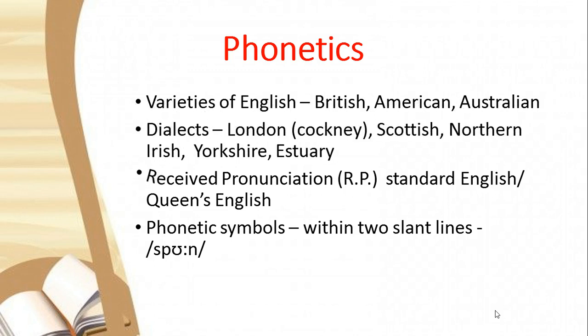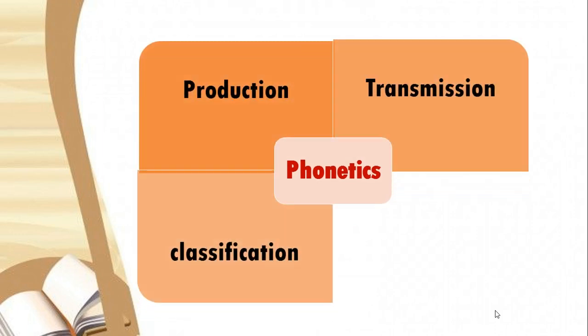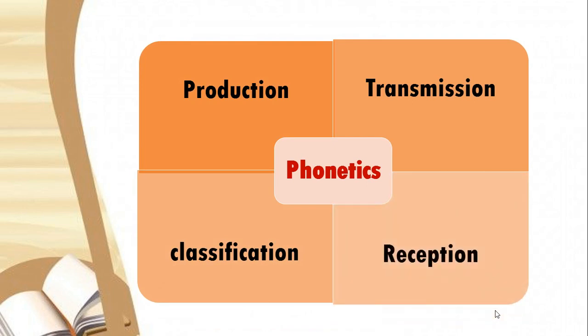Phonetics contains four important elements, namely production, transmission, classification, and reception. Production deals with the articulation of speech sounds, whereas transmission is the way in which speech sounds are transmitted from the speaker to the listener.